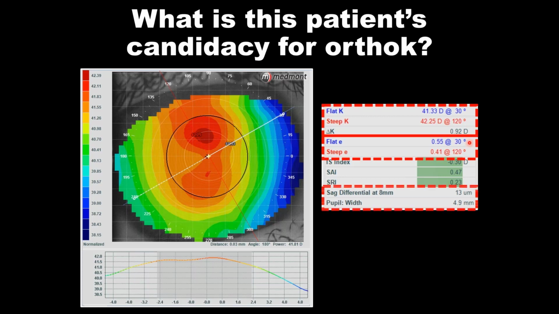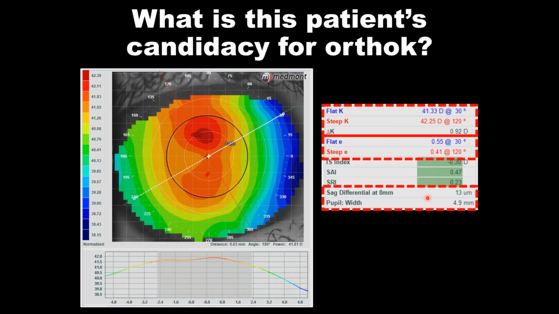So both the radius and the E value are telling us that we might have a little bit of a challenge. Now let's go down to the sagittal depth differential. This is measuring the height of the cornea to an 8 millimeter chord and describing for you not the central corneal astigmatism, but the peripheral corneal cylinder.